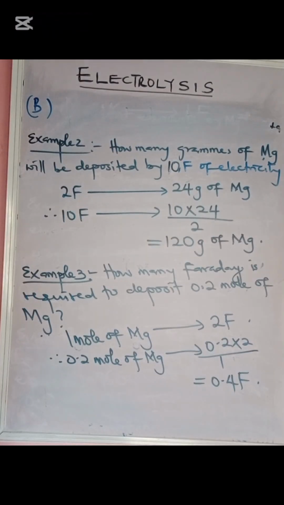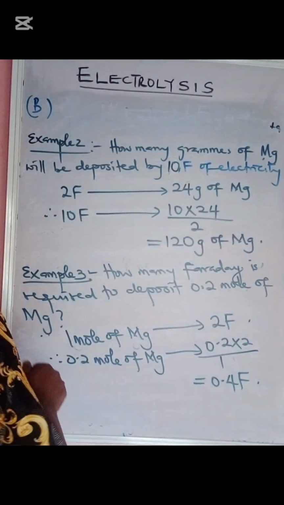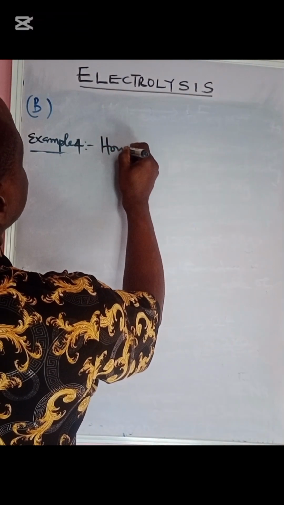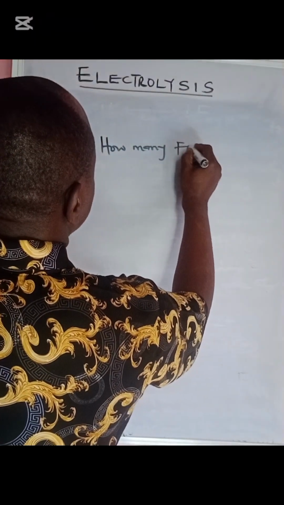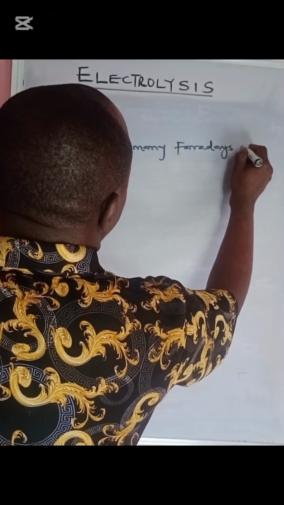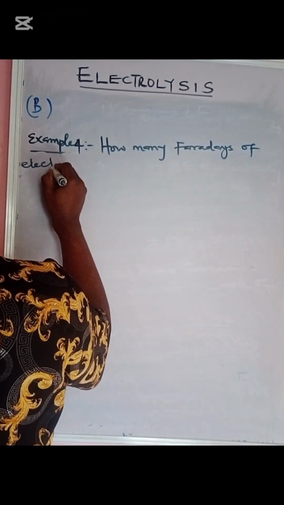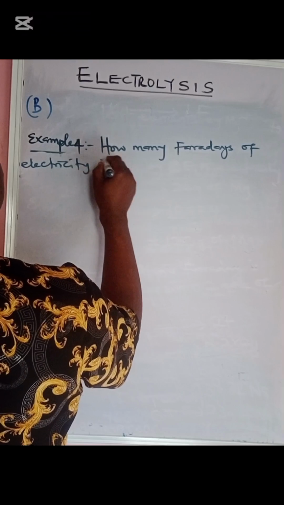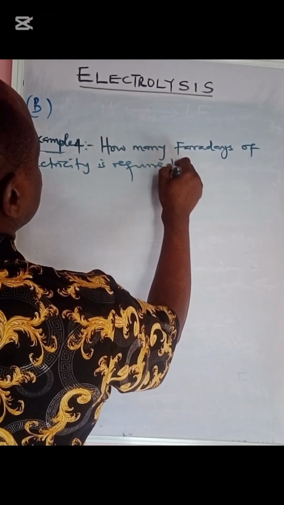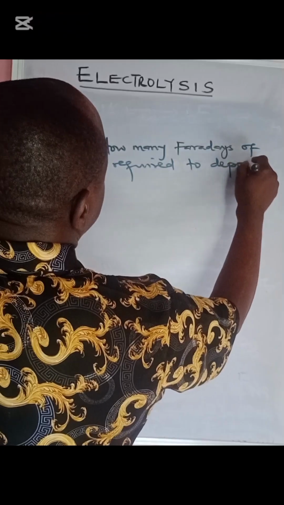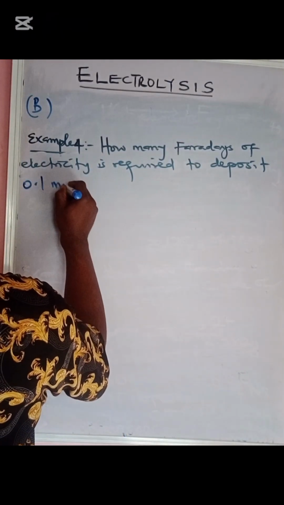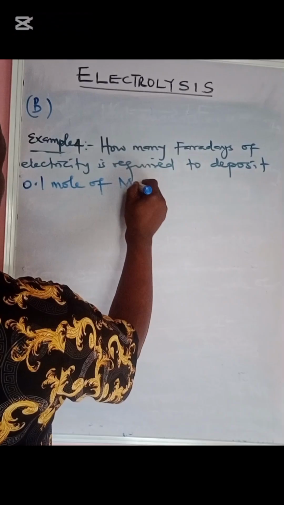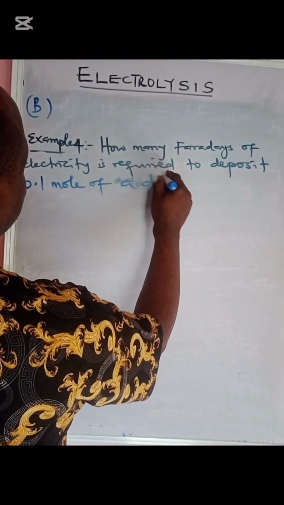by multiplying by 96,500. That is example 3. How many Faraday of electricity is required to deposit 0.1 mole of magnesium or of a divalent element?